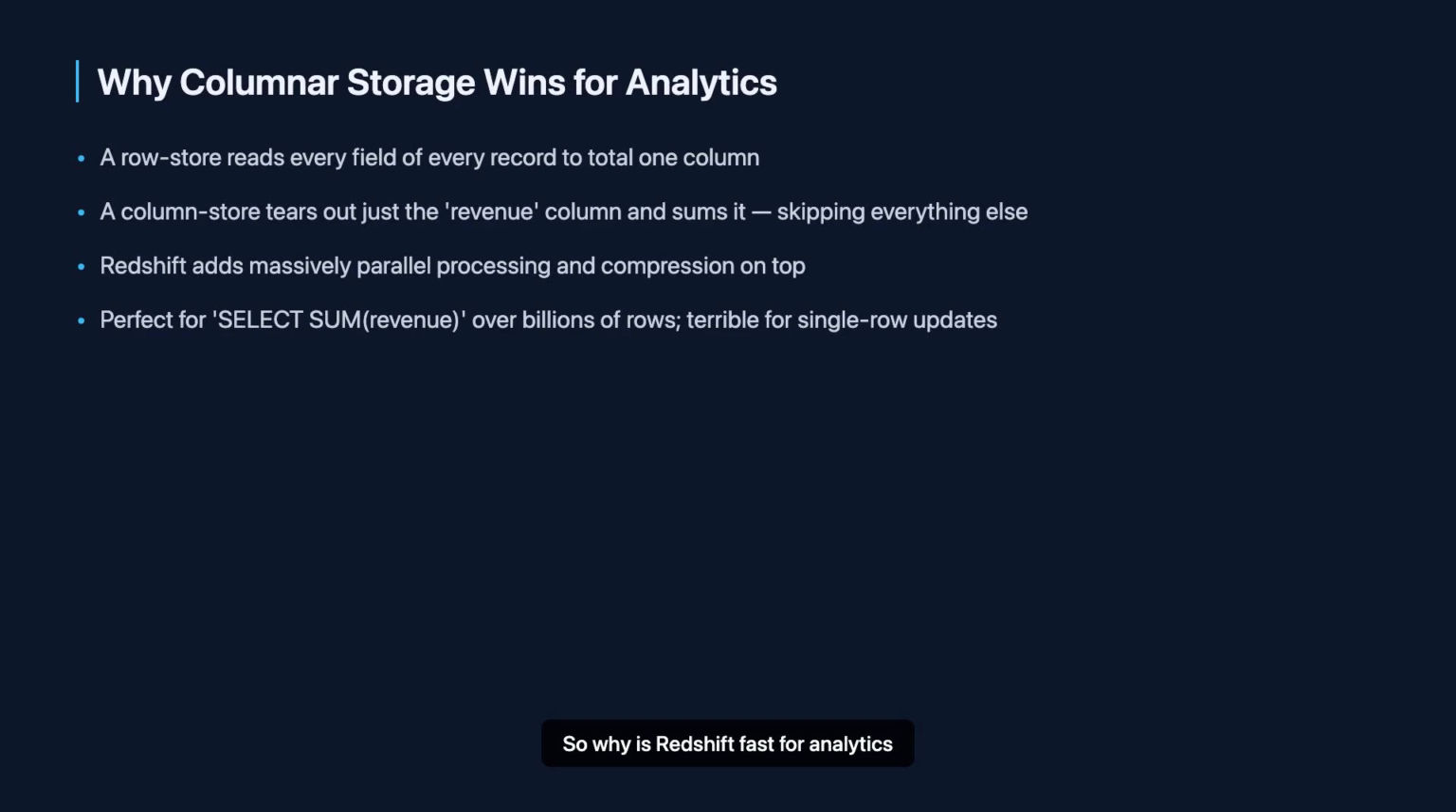So why is Redshift fast for analytics and useless for transactions? It comes down to columnar storage. Imagine you want to total one column in a giant spreadsheet. A traditional row store is like reading every word of every page to find that one column. It touches everything. A column store is like tearing out just the revenue column and adding it up, skipping all the data you don't need.